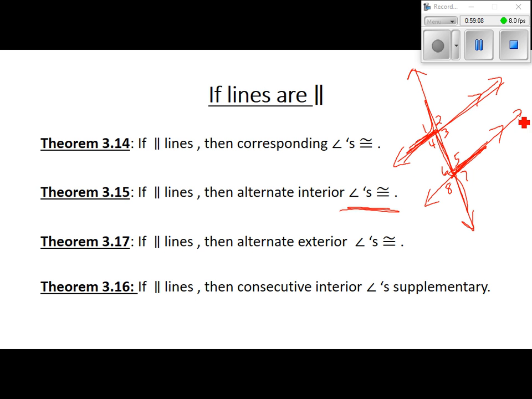If these two lines are parallel, what do we know about angle 1 and angle 7? They're the same. They have to be the same.